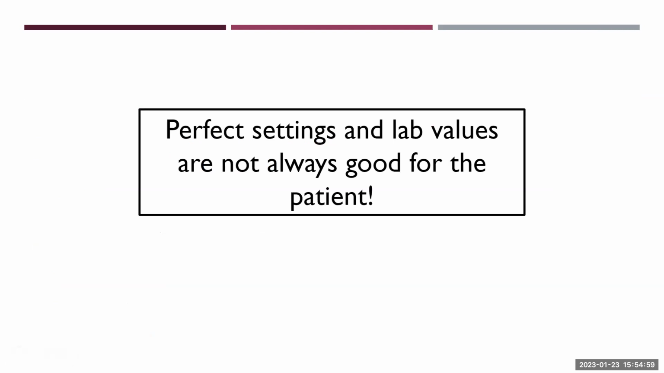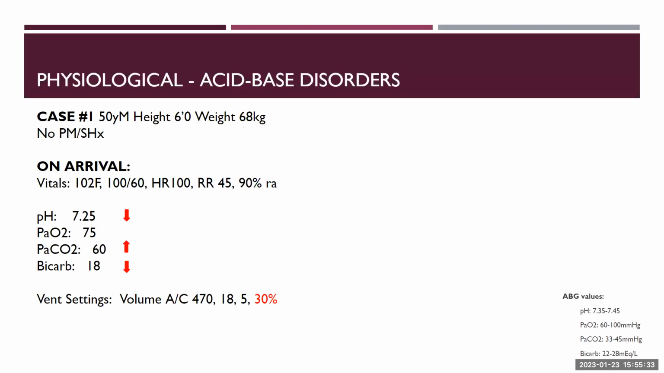But the big takeaway is that the perfect settings and lab values are not always good for patients. So depending on what the patient's history is, or what their medical condition currently is, aiming to have perfect settings and perfect lab values isn't the goal. Your goal is to maximize the patient, not maximize their values in their labs, if that makes sense. You really want to make sure you're taking the patient as a whole and not just focusing on what the vents say or what the labs say, but also the whole patient.